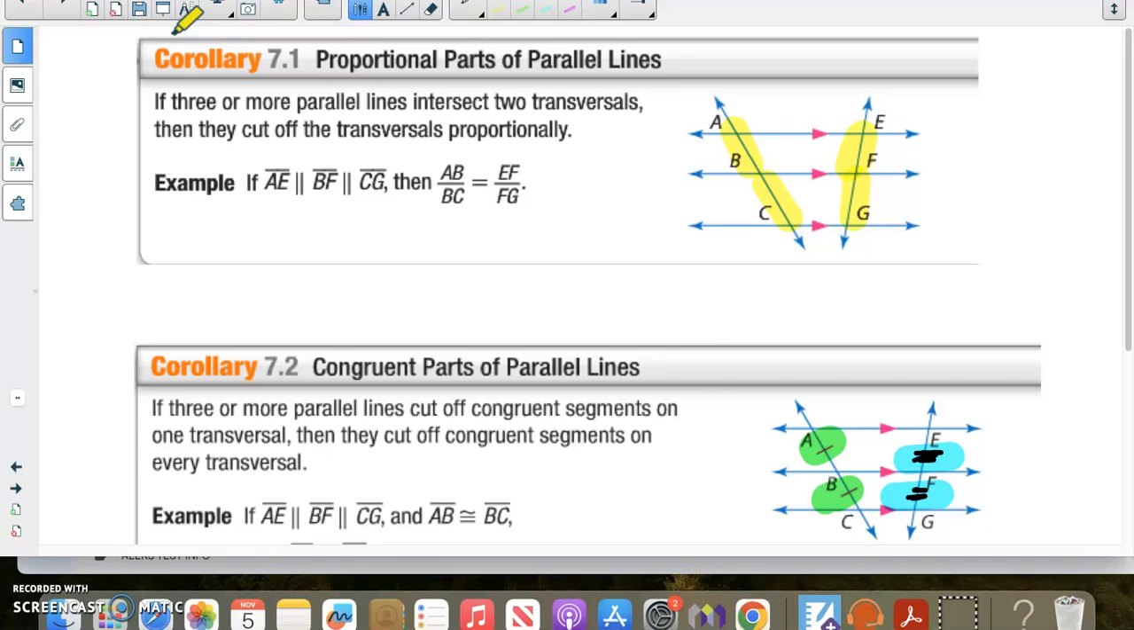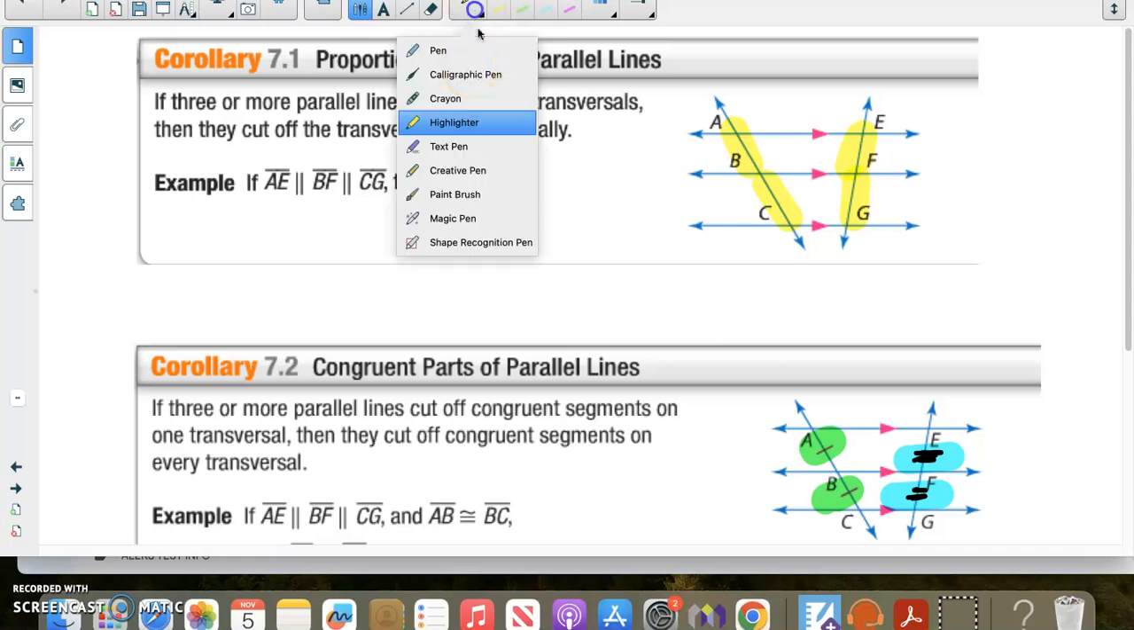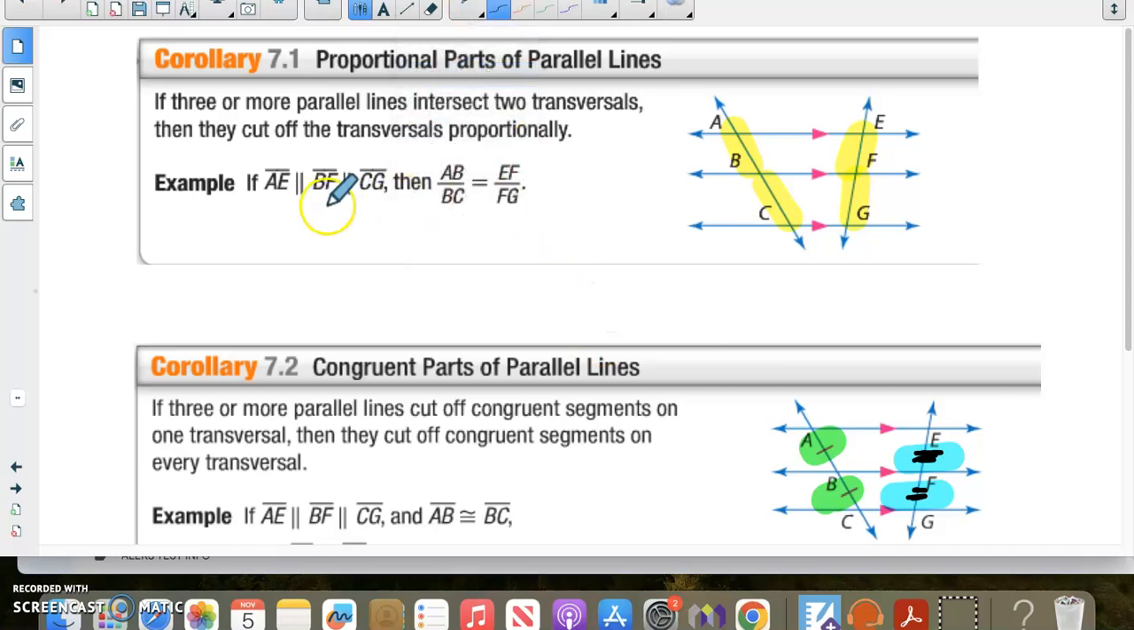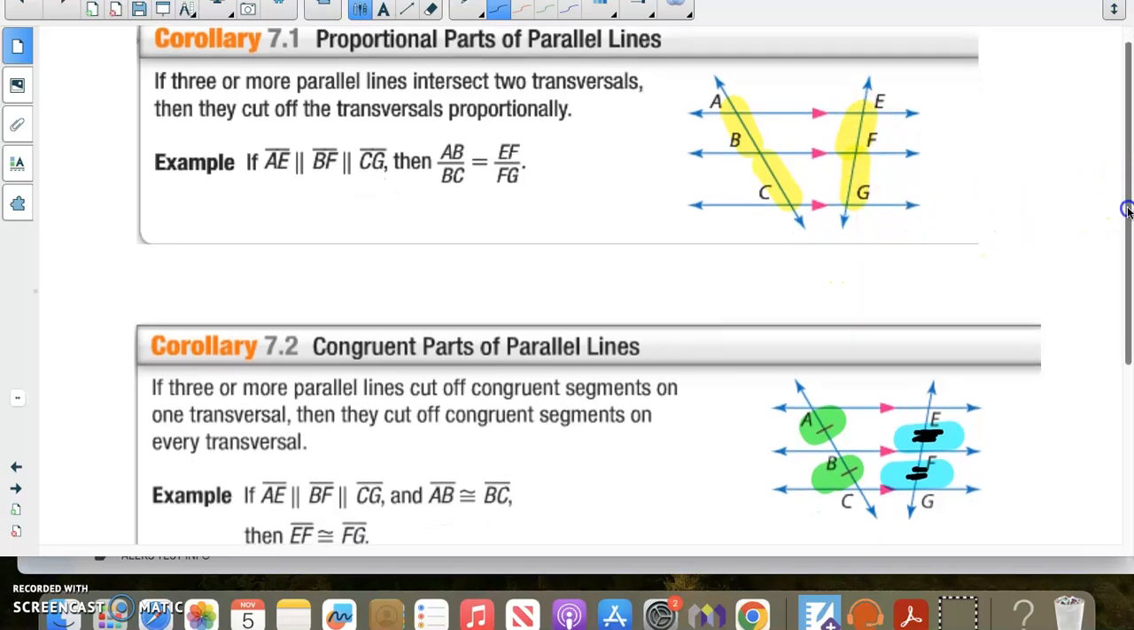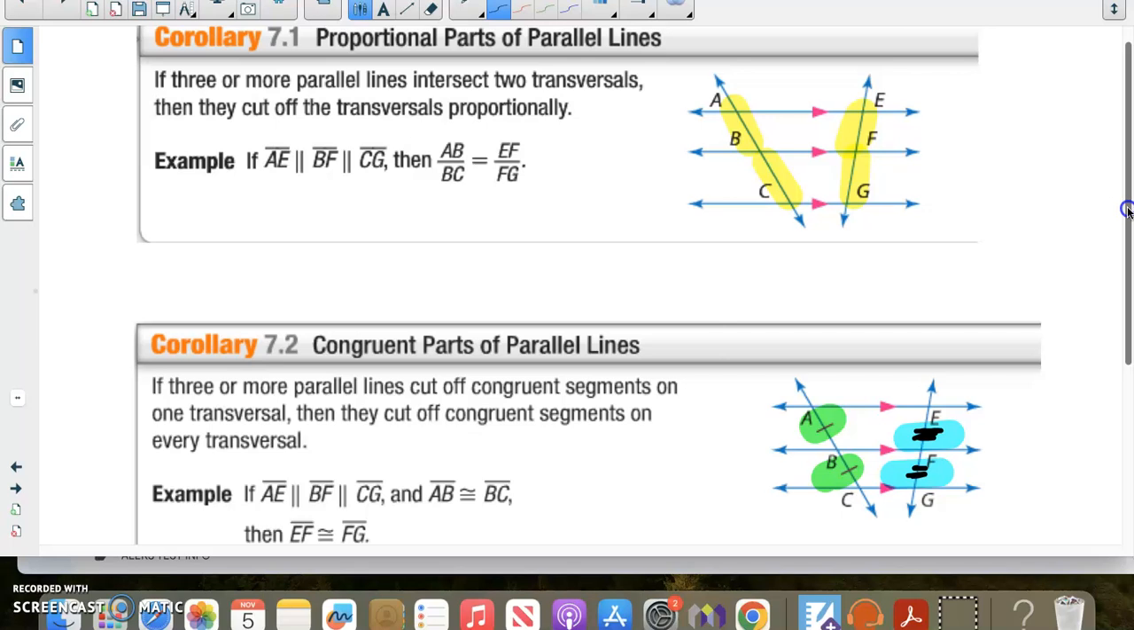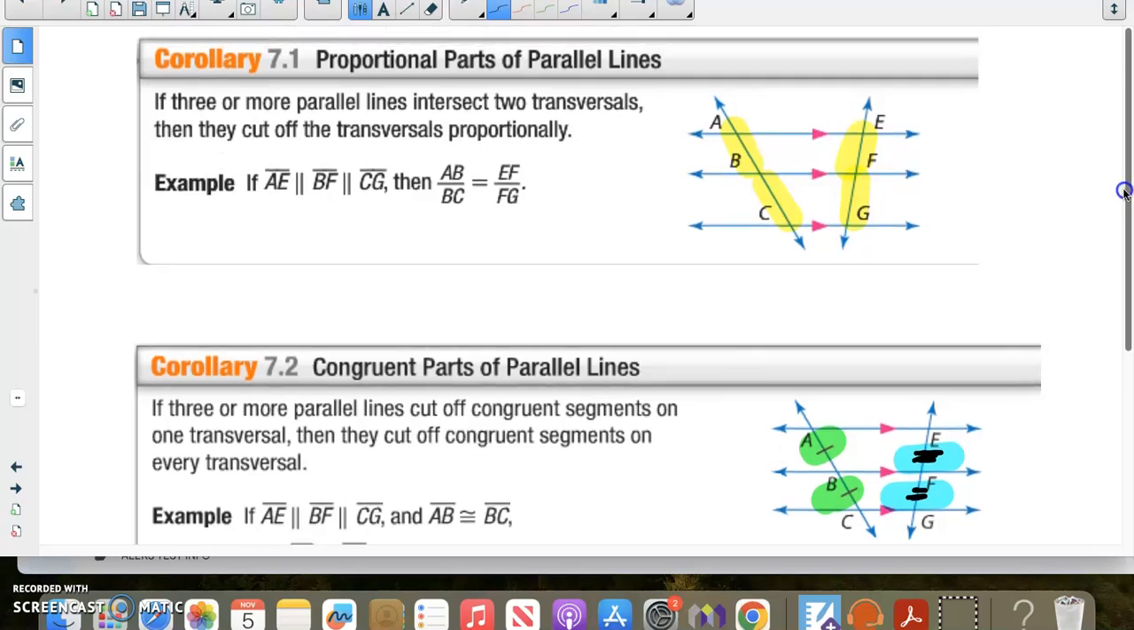Here are the corollaries. So this is like an addition to theorems, just rules that we're going to use. So if AE is parallel to BF, which is parallel to CG, then we can say that those parts are proportional to each other. So AB over BC, that's proportional to EF over FG. So go ahead and pause the video and write this down.